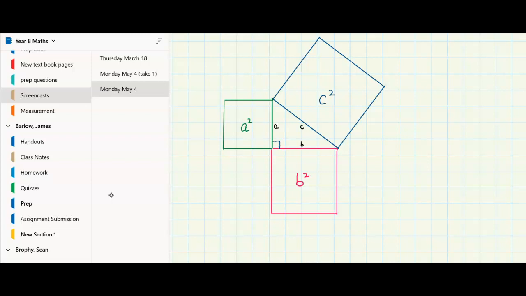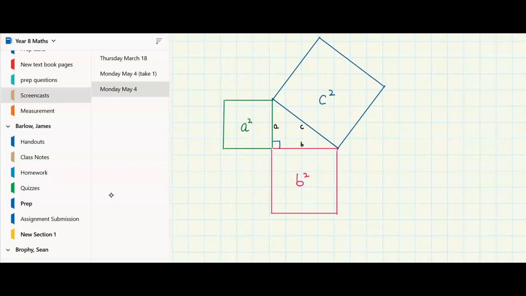We're ready to go. We're just on the brink. So just remember, A and B are the smaller sides. C is the longer side. We're going to do a couple of little visuals now just to see what the relationship is between these three sides and the squares of those three sides.